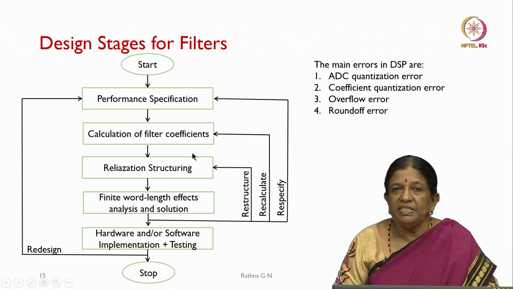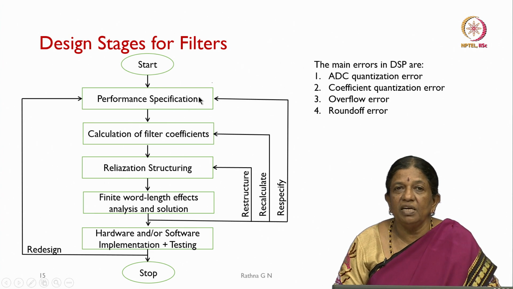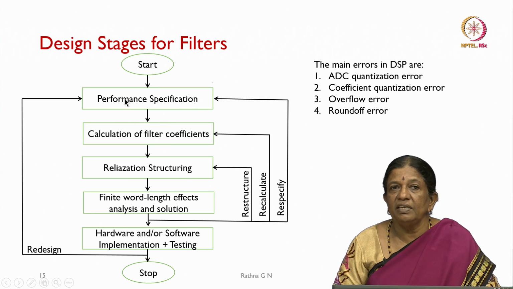So, at any stage, if we are not satisfied, you will be going back to change either the structure, or you can recalculate your filter coefficients by narrowing or widening a little bit, or you have to go back and modify the specification itself. So, you will be doing all this redesign. If none of them satisfy, you may have to go back finally to the start and then come down.